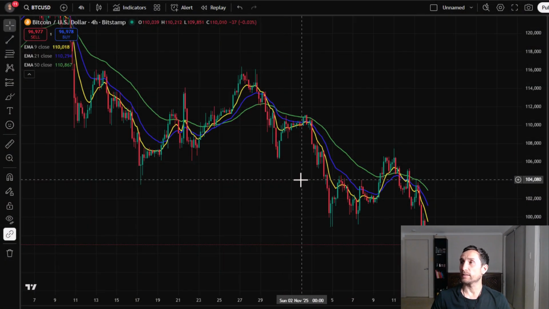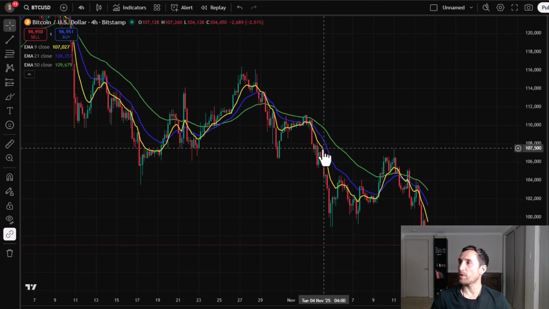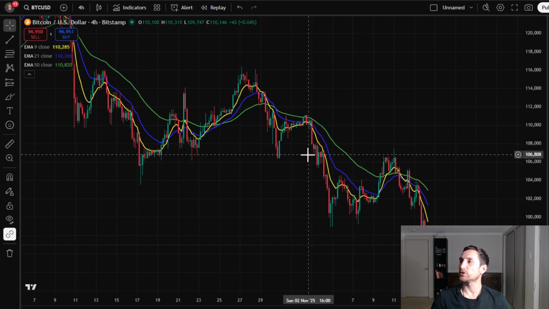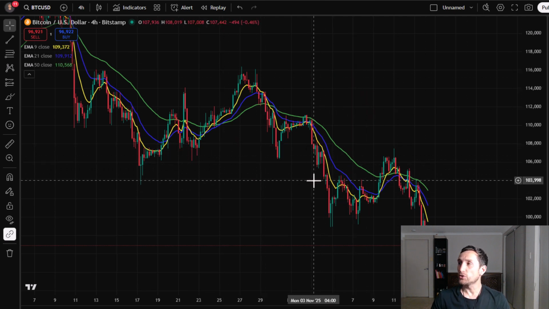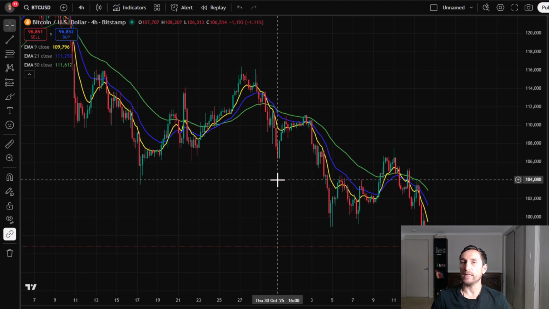First one is the moving average. Moving averages are the foundation of technical analysis. They smooth the price and help you understand the trend direction. There are two main types, the SMA, the simple moving average, which is slower and long term, and the EMA, the exponential moving average, which reacts faster and is great for short-term trading.